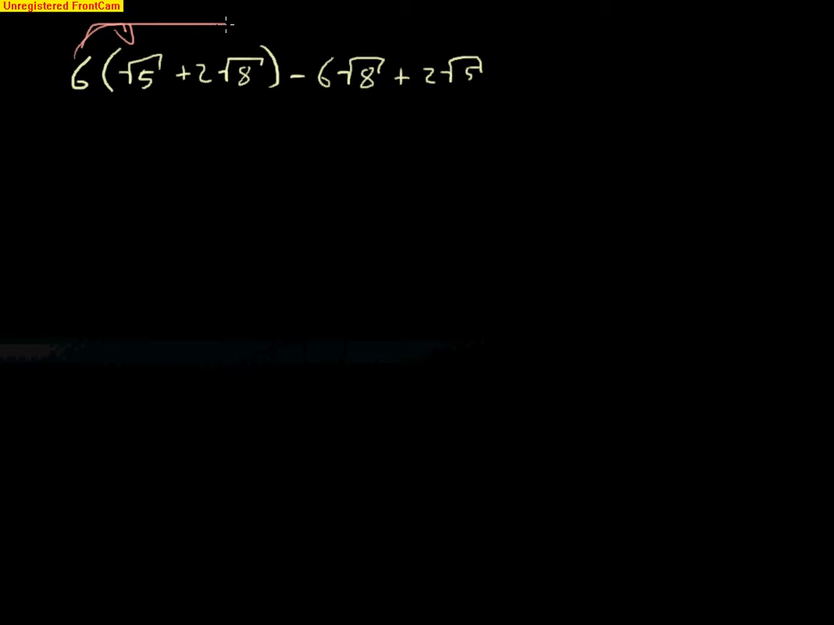I need to distribute this, and that'll be 6 times this. And a lot of people like to say, oh, 6 times 5, that's going to be 30. No, don't jump to that conclusion. You're just saying 6 of these things. So 6 of my square root 5s plus 6 of my 2, so 6 times 2, that's going to be 12 square root 8. And then I have my same stuff I copied down.